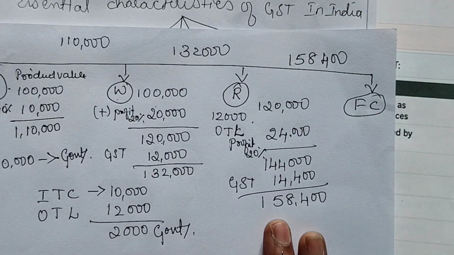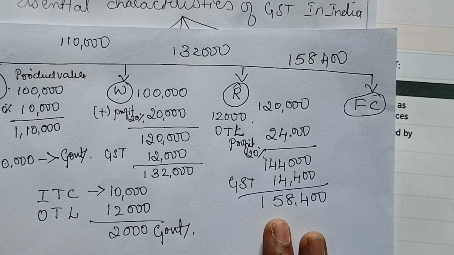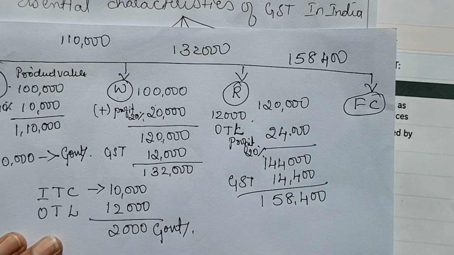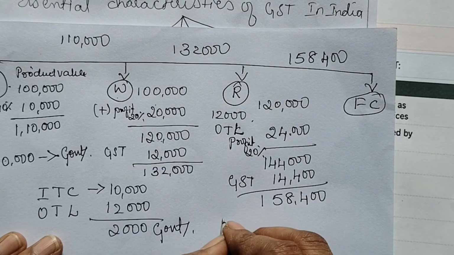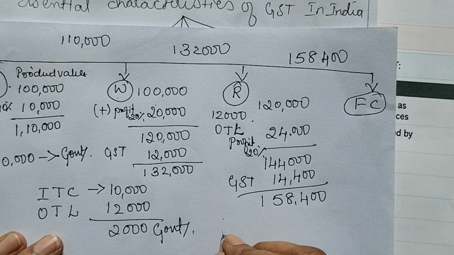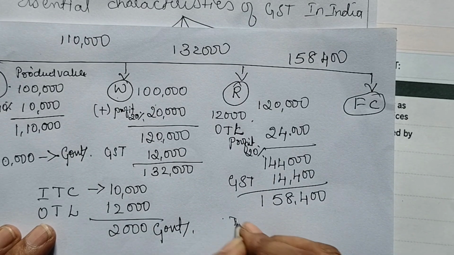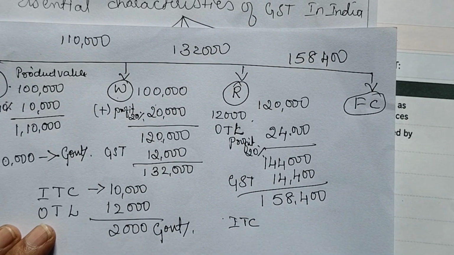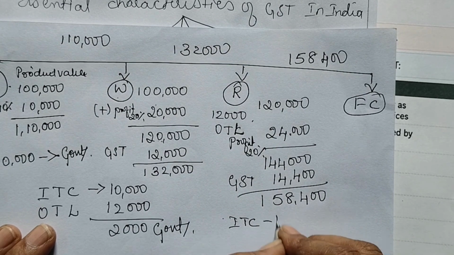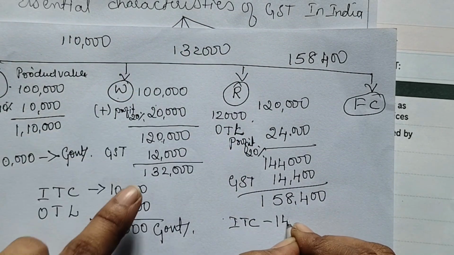The final consumer is paying 1 lakh 58,400, the whole amount. The retailer said, boss, I am now also not a final consumer. What do I have to do? The same thing the government repeated to the retailer also. I will create a wallet for you, that is called ITC. 14,400 will be the tax. What is the amount he paid?